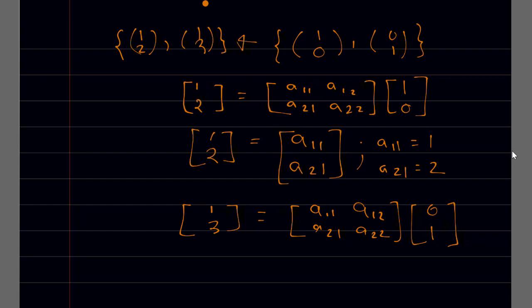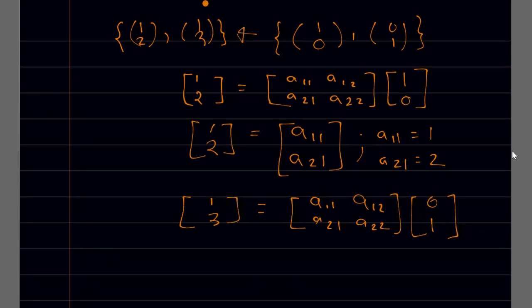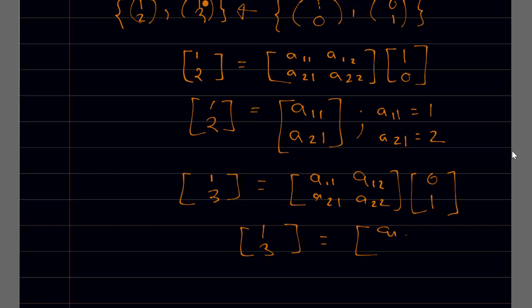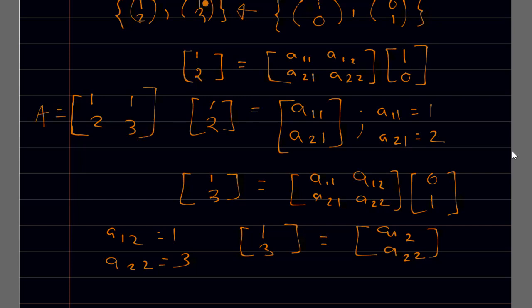Then in this case, what do you get? A12, A22. Okay, so am I correct? A12, A22. So it turns out that A12 is 1 and A22 is 3. So did we just find the matrix? A11 is 1, A21 is 2, A12 is 1 and 3. So this is the matrix A that takes you from one set of basis to another.